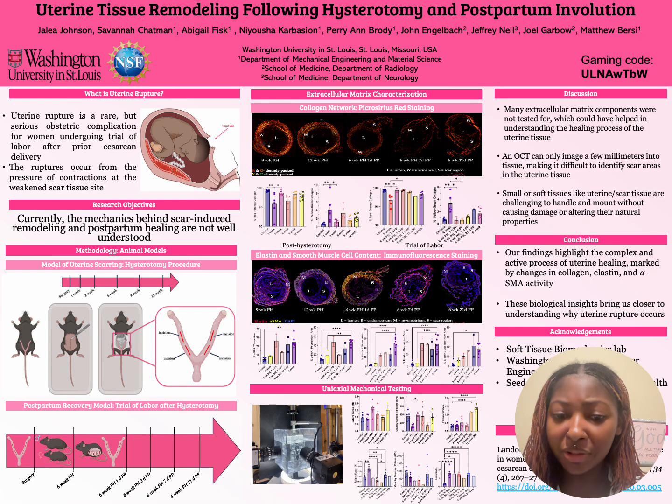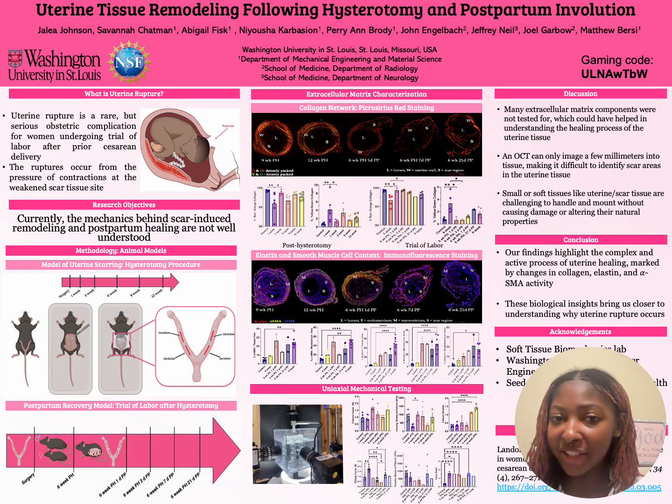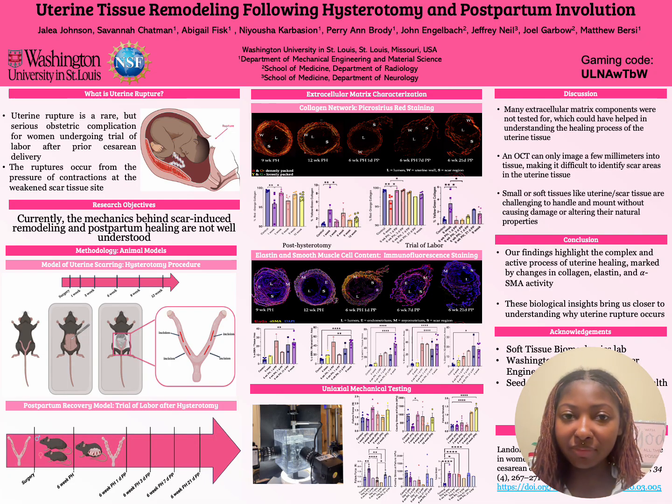Another method we used was uniaxial mechanical testing. This is where we place the uterine tissue on a small string, and we had to make sure that we don't poke holes in the uterine tissue, which alters the mechanics of the tissue, not helping us to understand how the tissue is healing over time and how pressure and having the post-vaginal delivery can affect the tissue and the scarring. This allows us to see different trends of the force, stress, and stretch over time.